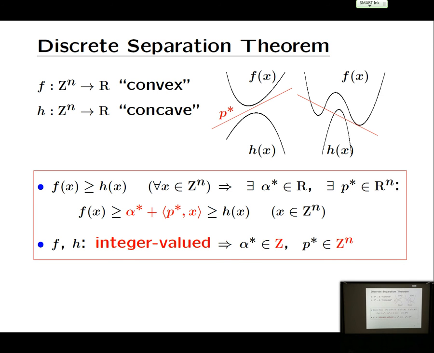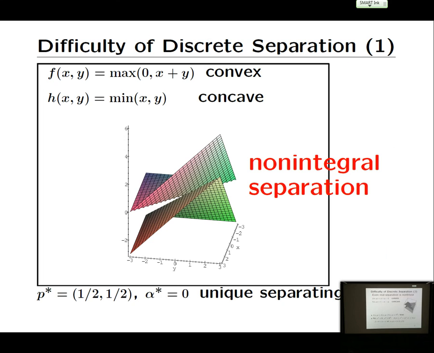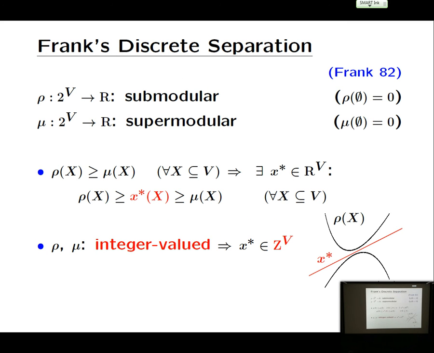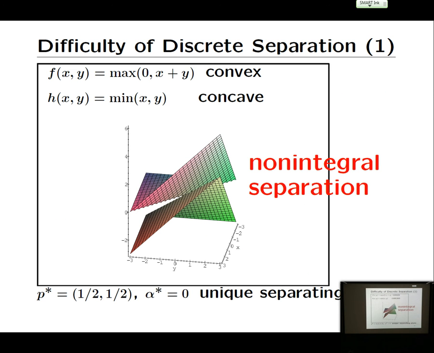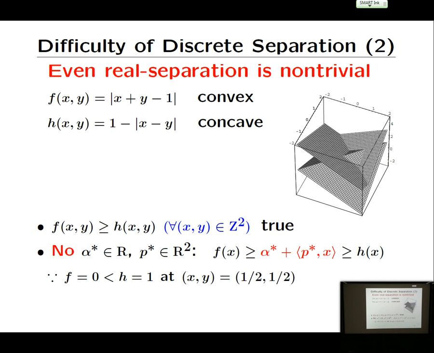And the most important result, which I skipped, is Frank's discrete separation theorem for submodular and supermodular set functions. It was found in 1982. Okay? But maybe I should do it. But the difficulty of discrete separation is that for such a simple example, in just two variables, we do not have an integral separation. This shows that in general, the separation theorem is not true. And here is another example where even the real separation is impossible.